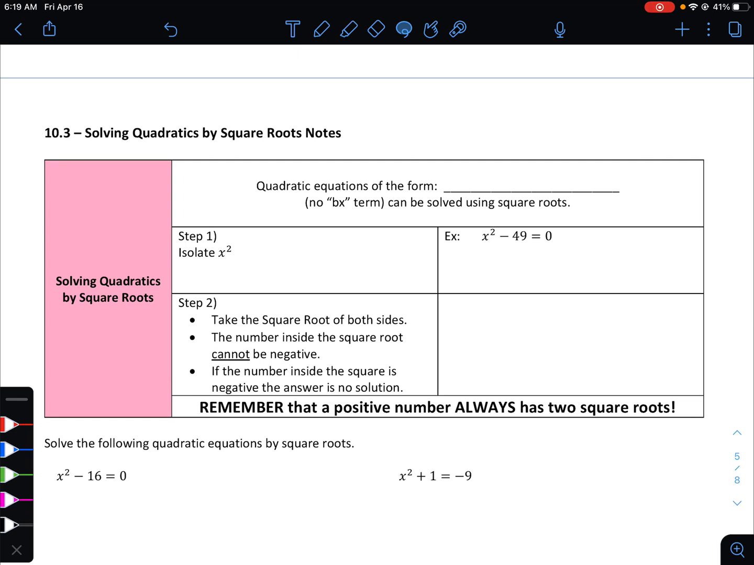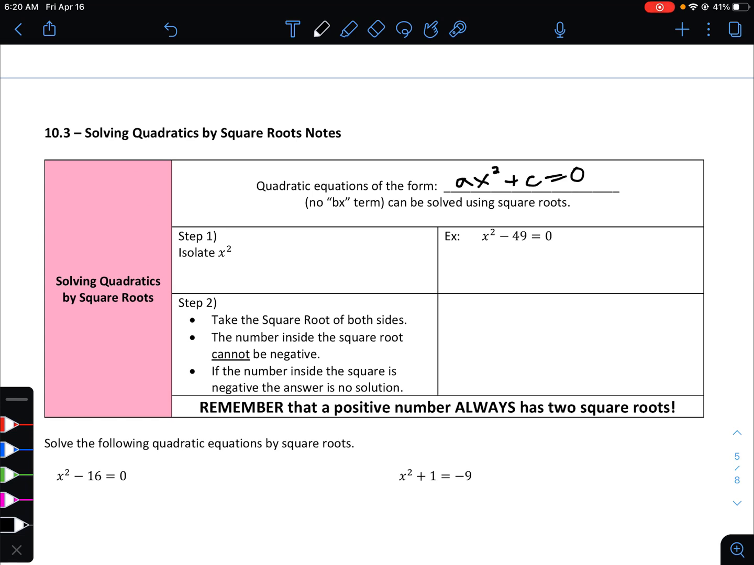It only works if the quadratic equation is of the form ax squared plus c is equal to 0. In other words, there is no middle term. There is no bx term. And when that's the case, we can use solving by square roots. So in order to do that, here's your step-by-step.